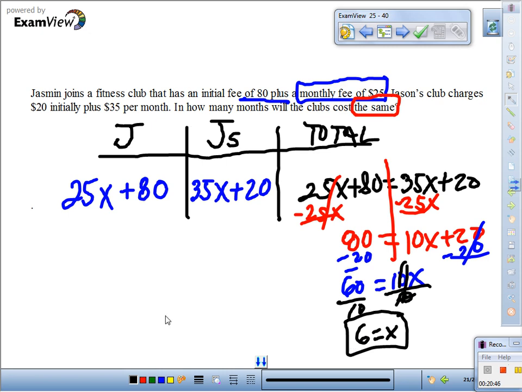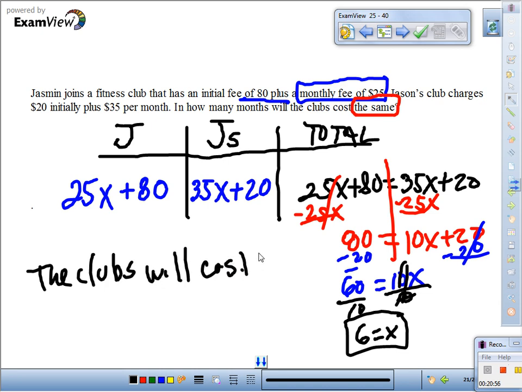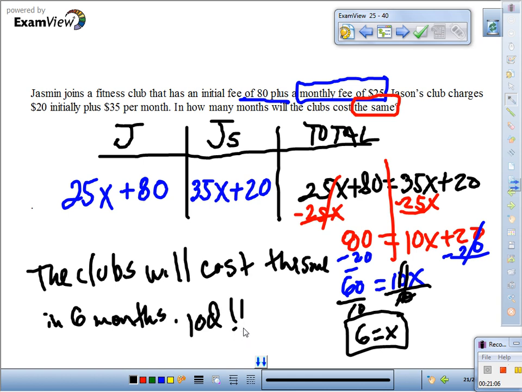In how many months will the clubs cost the same? The clubs will cost the same in 6 months. Thank you.